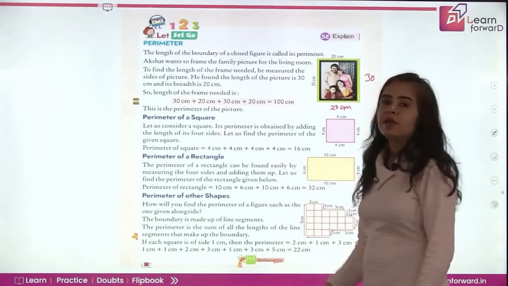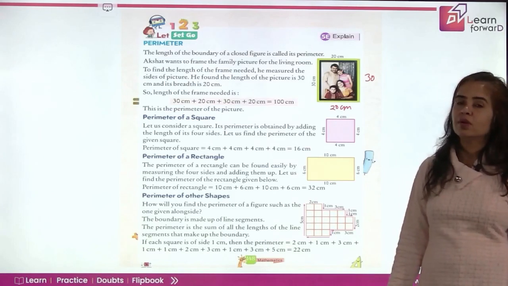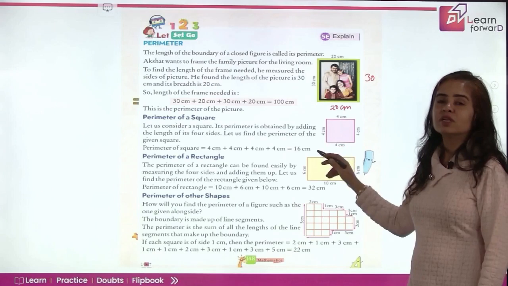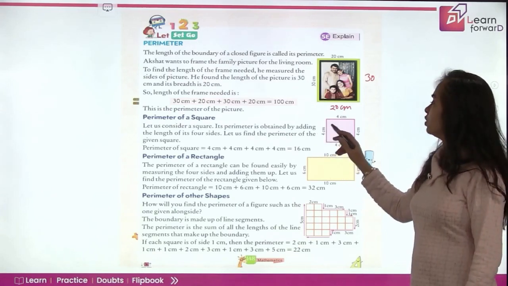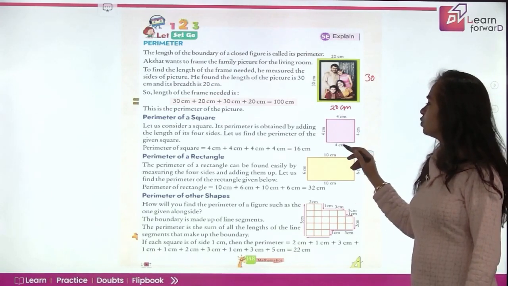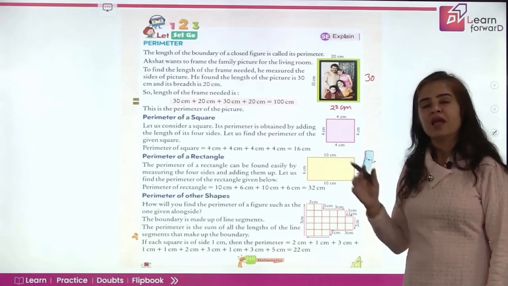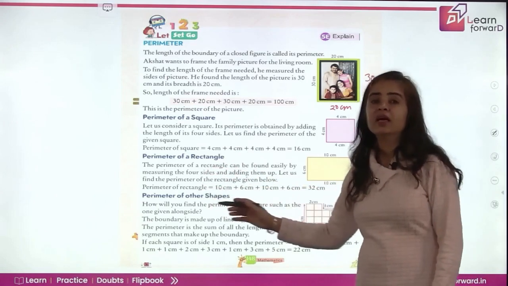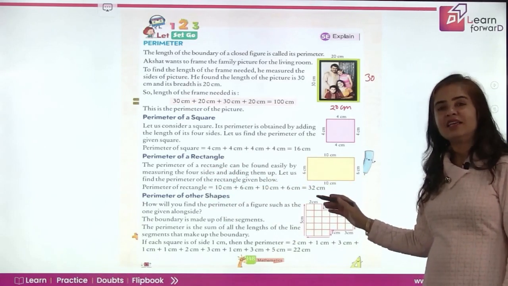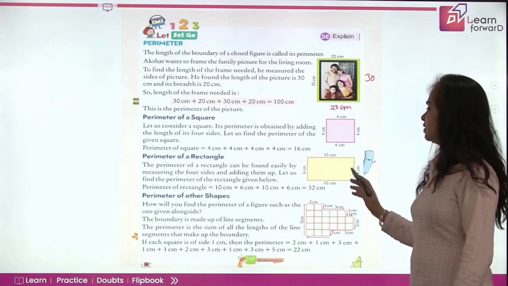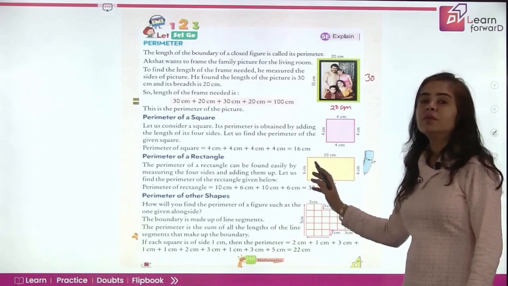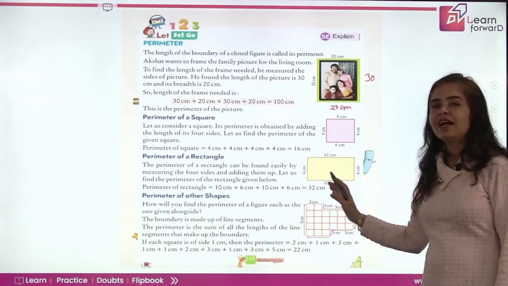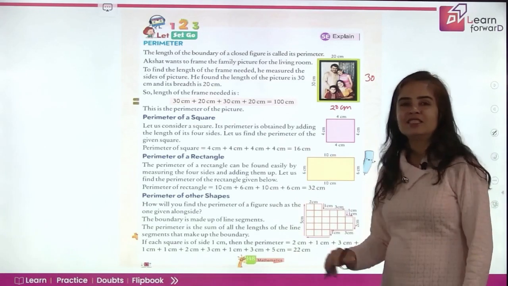Now what is the perimeter of a square? What is a square, you remember? All sides are equal. That means if your square has one side 4 centimeters, it will be 4 centimeters plus 4 centimeters plus 4 centimeters plus 4 centimeters. And you get 16 centimeters as the perimeter. In case of a rectangle, the opposite sides are equal. So if this is 10 centimeters, this is 6, you will have the repeated dimensions here. So 10 plus 6 plus 10 plus 6, that gives you a total of 32 centimeters.